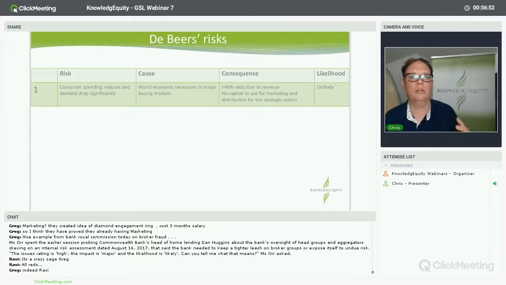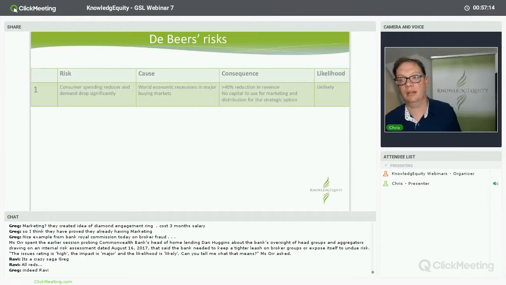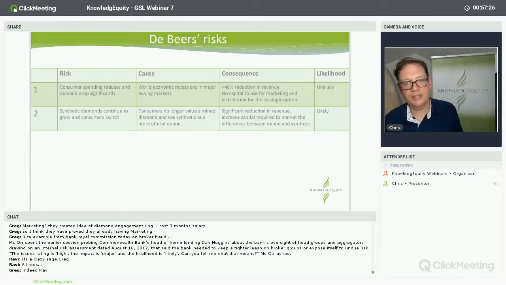How would you do it for De Beers? We don't know. I can just give you an approximation, an idea how something might be filled out. Overall, a risk of consumer spending reduces, demand drops significantly. Why? A GFC. Consequence could be quite significant. Likelihood, unlikely. It did happen. But if we're in 2005, and I'd put in possible, people would have laughed at me. God, you've got to be kidding. So it's easy to say now because it happened, but probably would have been unlikely. When's the next GFC coming? How would you rate that now?